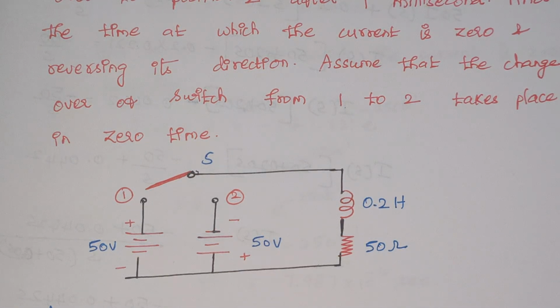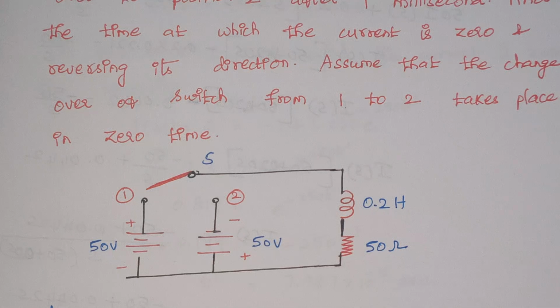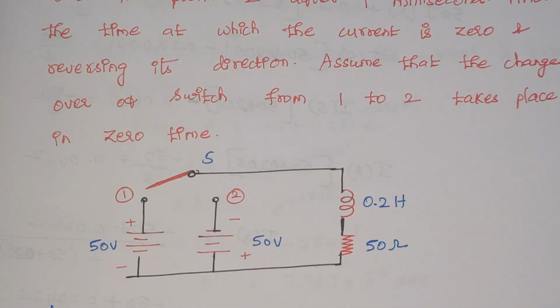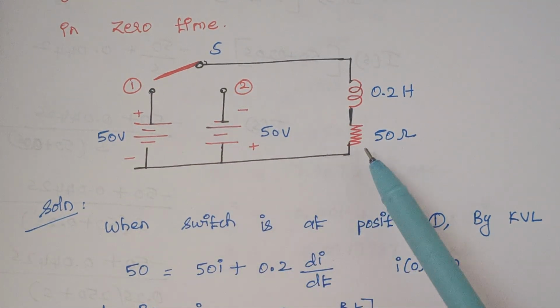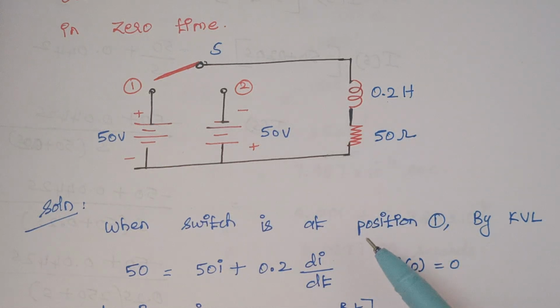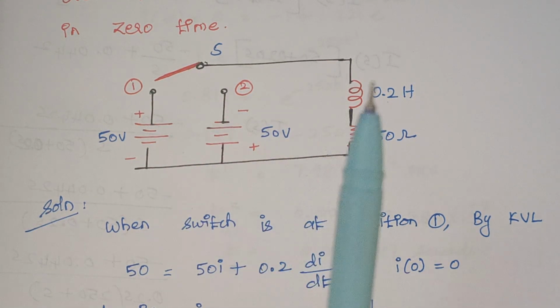So the thing is, when the switch is in position 1, right, just apply KVL. So when you apply KVL, what happens? This 50 is equal to, again let I be the current that flows through the circuit. Therefore, how will you frame an expression? Your expression will be 50 into I plus 0.2 into di by dt. Right. Because the switch is in position 1 and we are applying KVL.